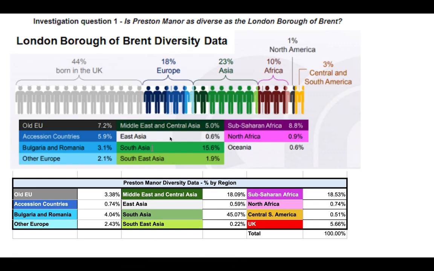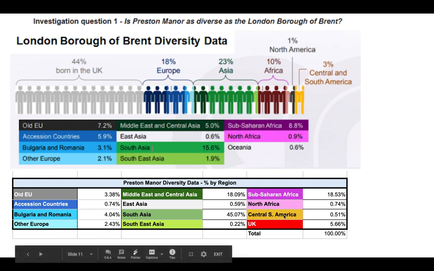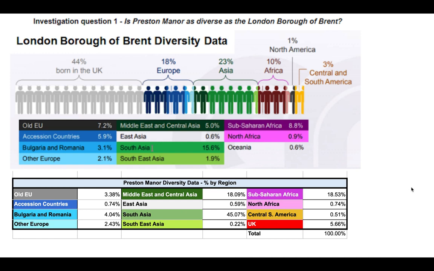So actually big differences. What we notice is that we have larger representations of groups from South Asia and the Middle East and Central Asia than we do from other areas. And places that are underrepresented are places like North Africa, which is slightly underrepresented. Certainly accession countries are massively underrepresented, so those are European countries. And now we want to think about why that is the case. Can we give an explanation for that?